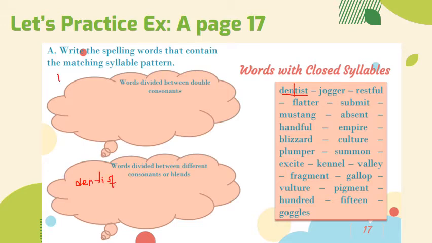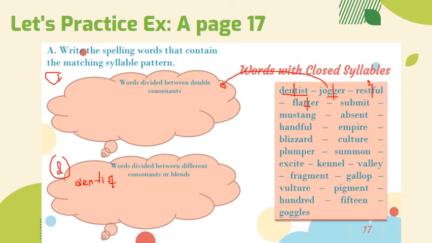Okay, let's number this cloud 1 and this cloud 2, so it will be easier for us to solve them. Jogger. If you notice, I have double consonants, so I have to divide between the double consonants, then I have to put it in cloud number 1. Restful. Here I have a blend, ST. So I have to divide between the T and F. I have to keep the blend together, so I cannot divide it between the ST. So I have to put it in the second cloud, number 2, because I have a blend here. Flatter. I have double consonants, so I have to divide them, so I have to put it in the first cloud.